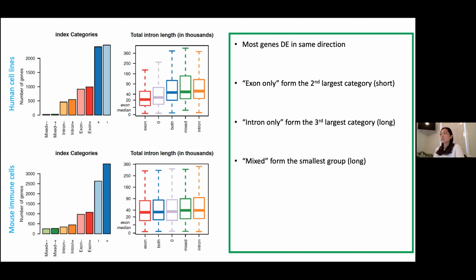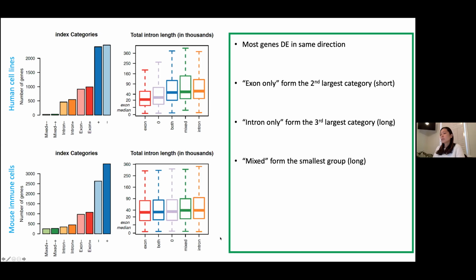The next biggest group are the exon-only groups. So the exon plus and the exon minus groups in the pink and red, followed by those orange groups that are the intron-only genes, and then a much smaller group as the mixed signal, so where it's differentially expressed in both sets but going in opposite directions.